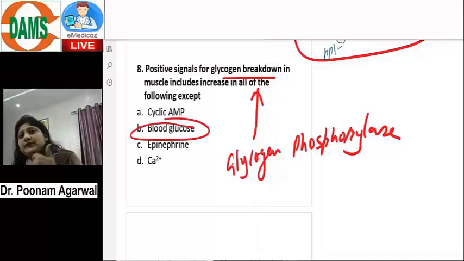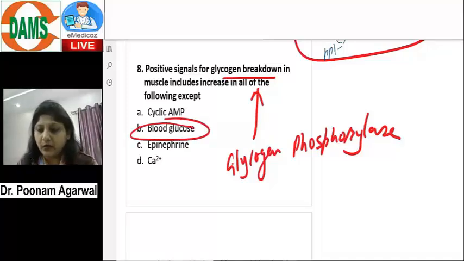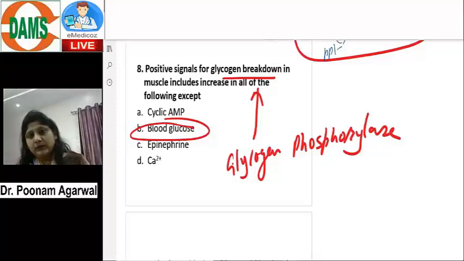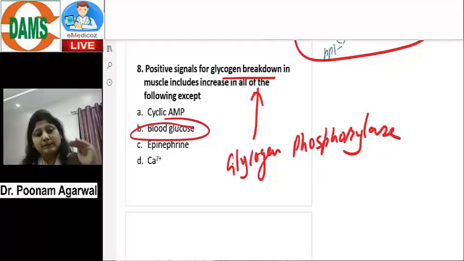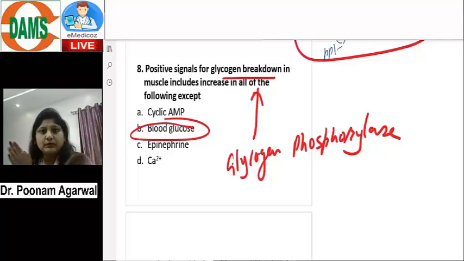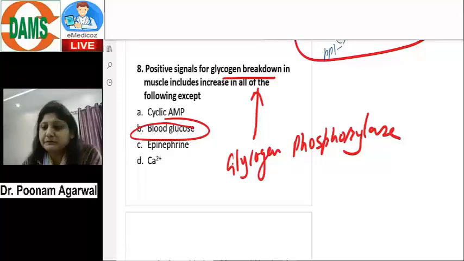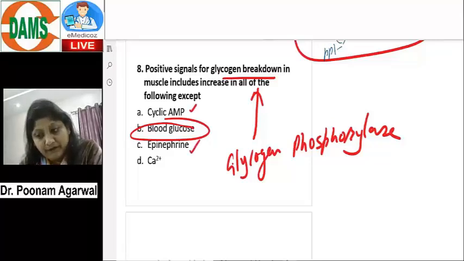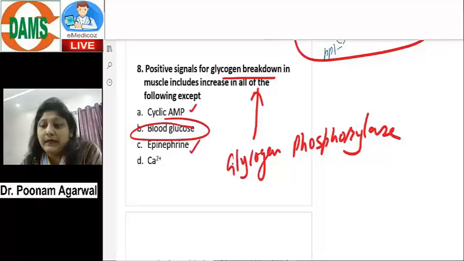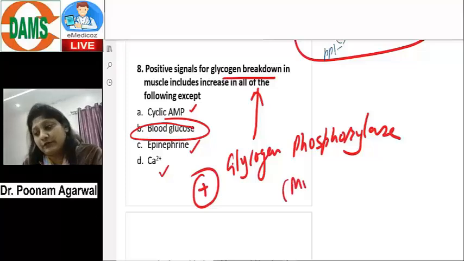See, muscle glycogenolysis is not affected by blood glucose level at all. Blood glucose has its impact on liver glycogenolysis, because the liver is the secretor of free glucose to the blood. Blood glucose has no impact on muscle glycogenolysis, because the system knows that muscle glycogen is not meant for providing blood glucose. Whether blood glucose is high or low, it's not going to impact muscle glycogenolysis. So the answer is very clear. As far as cyclic AMP, epinephrine and catecholamine hormones, and calcium ion are concerned, they all have a positive impact on the glycogen phosphorylase of the muscle.